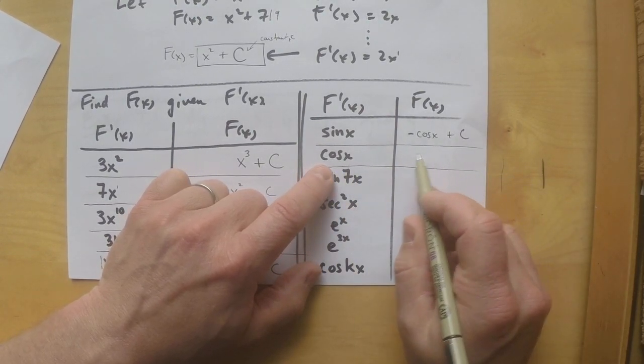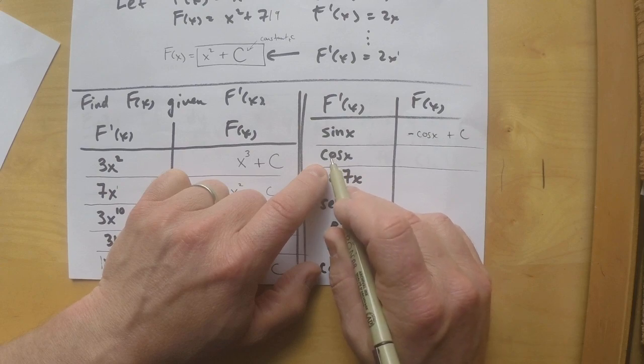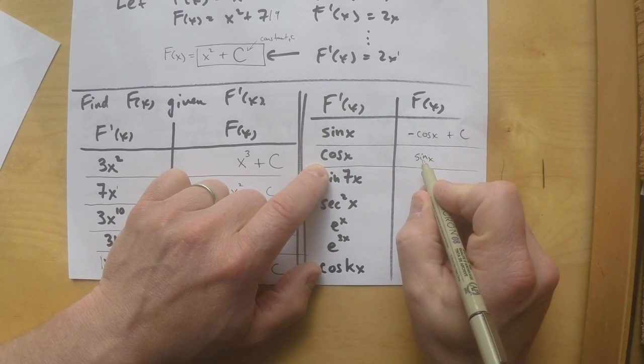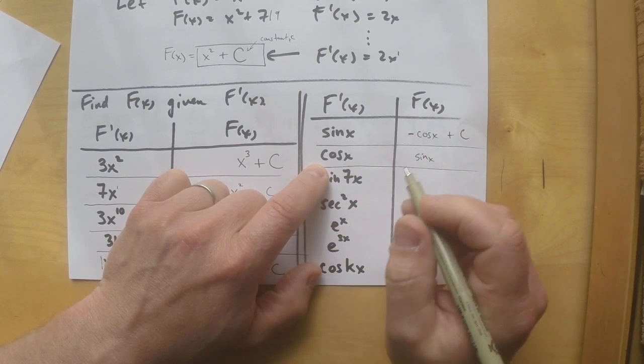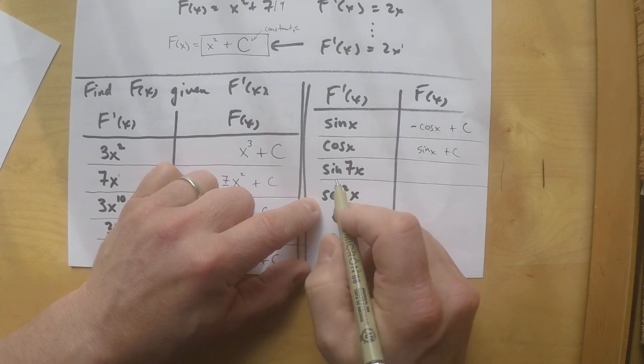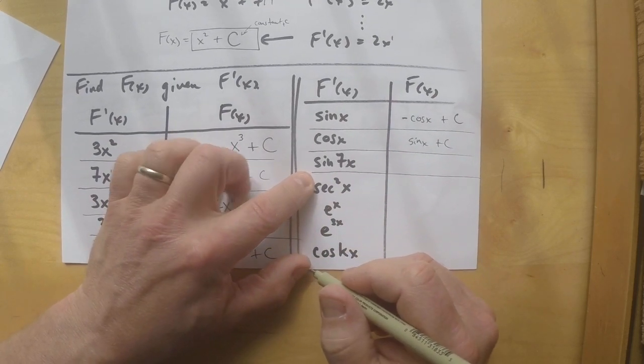What function's derivative is cos? What's the antiderivative of cos? Well, is it sine? Is the derivative of sine cos? Yep, there it is. Done. Plus c.